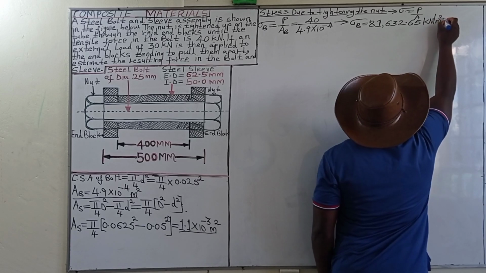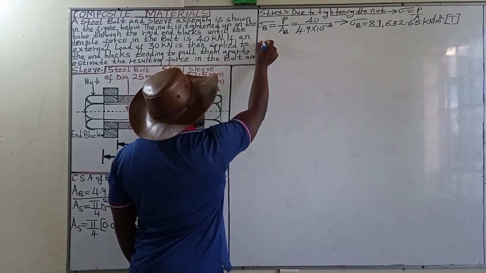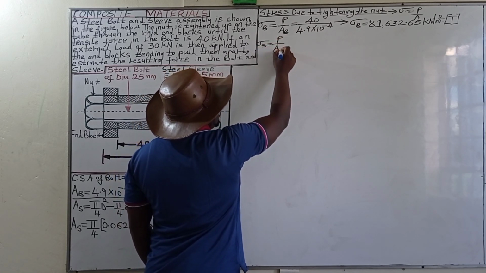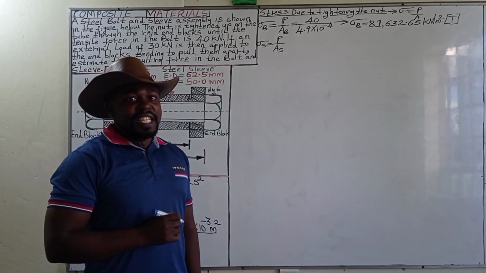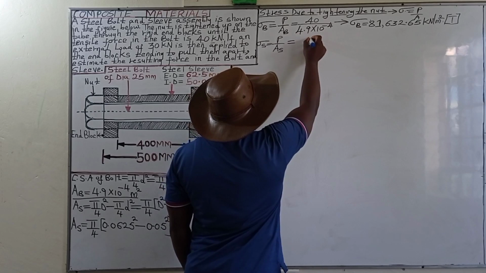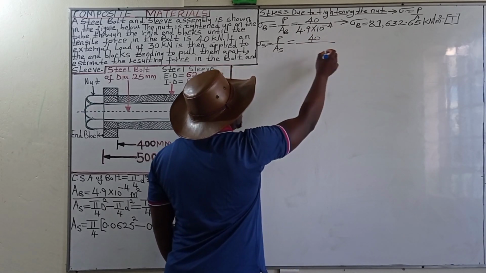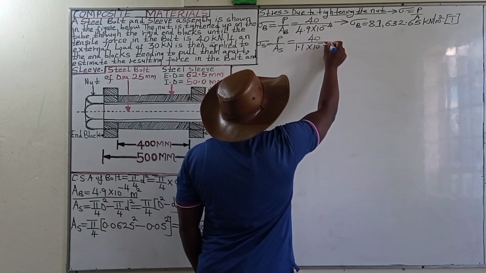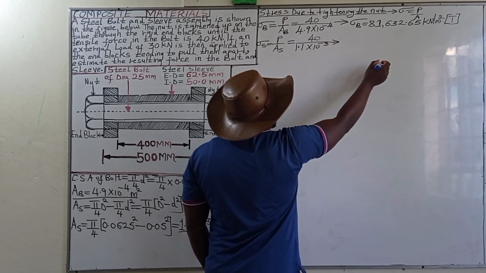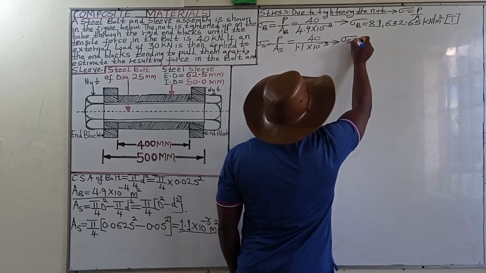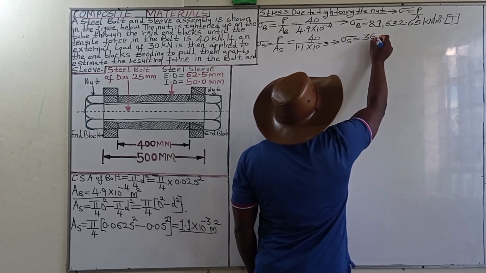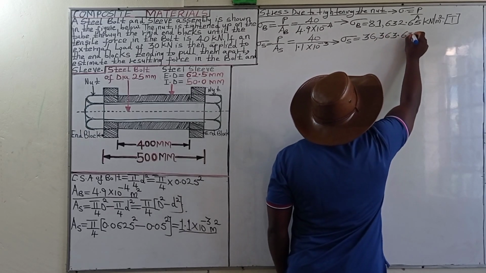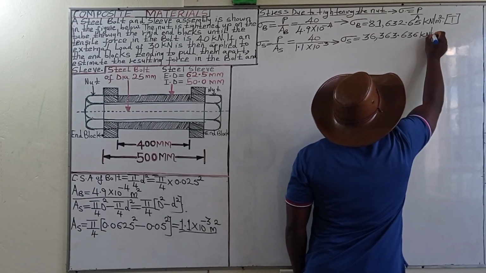kilonewtons per square meter. Then the stress that will be developed in the steel sleeve will be given by the load of 40 kilonewtons divided by the cross-sectional area of the steel sleeve, which is 1.1 times 10 raised to the power of -3 square meters. And this gives us a stress in the steel sleeve of 36,363.636 kilonewtons per square meter.